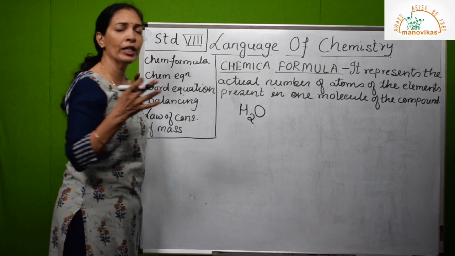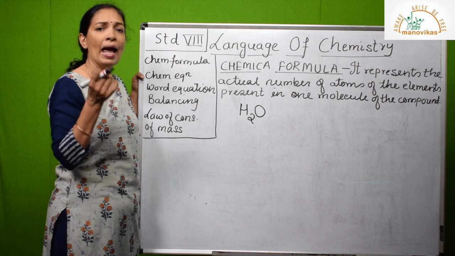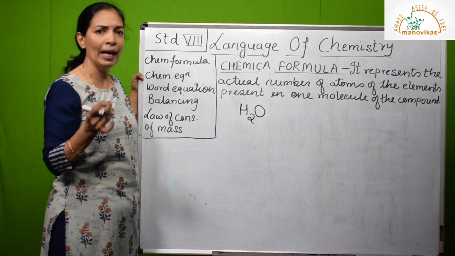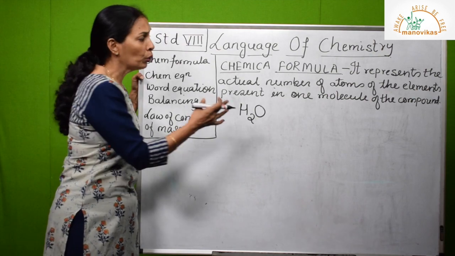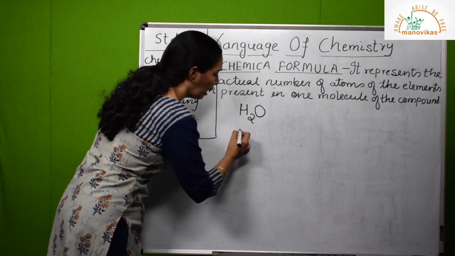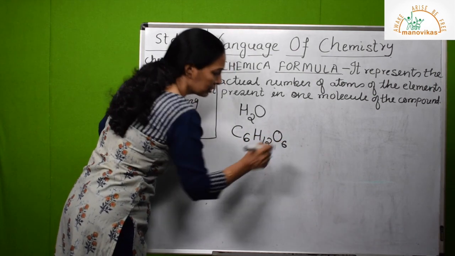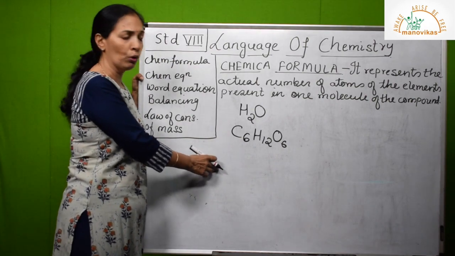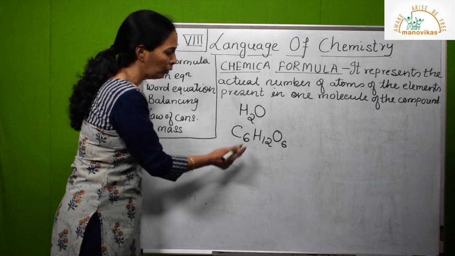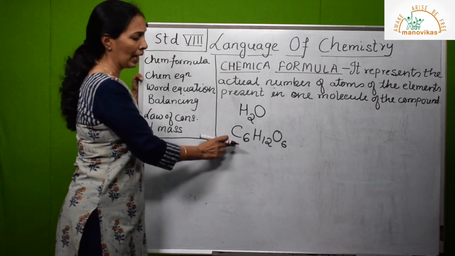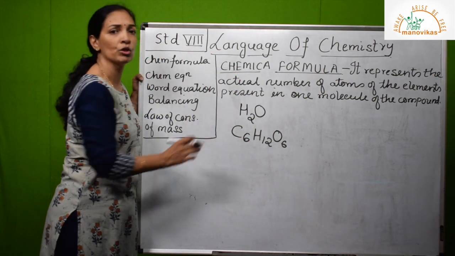So how can you define chemical formula? A chemical formula represents actual numbers of atoms of the elements present in one molecule of a compound. Okay. Now you can write chemical formula of any compound. If I write C6H12O6, this is a chemical formula of glucose. It represents one molecule of glucose. Looking at this, we can come to know that one molecule of glucose has 6 atoms of carbon, 12 atoms of hydrogen and 6 atoms of oxygen.